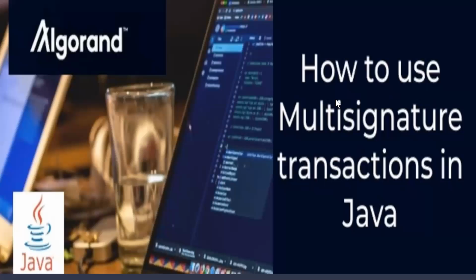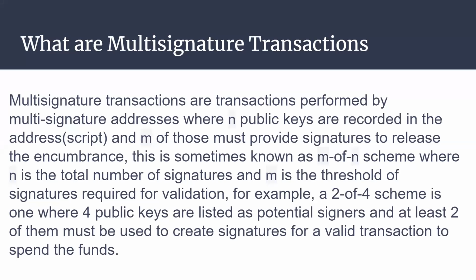In this particular video, I'll be explaining what multi-signature transactions are, using the Java language for the implementation. So let's go to what multi-signature transactions are. These are transactions performed by multi-signature addresses, wherein public keys are recorded in the address, and a number of those must provide signatures to release the encumbrance.